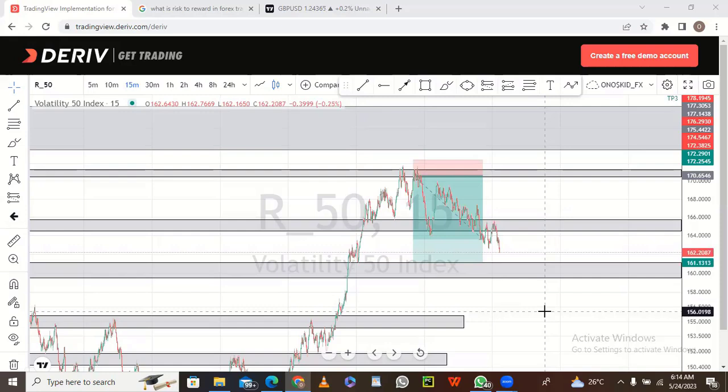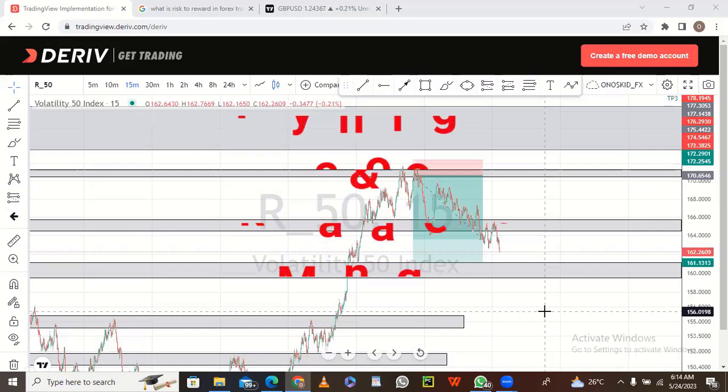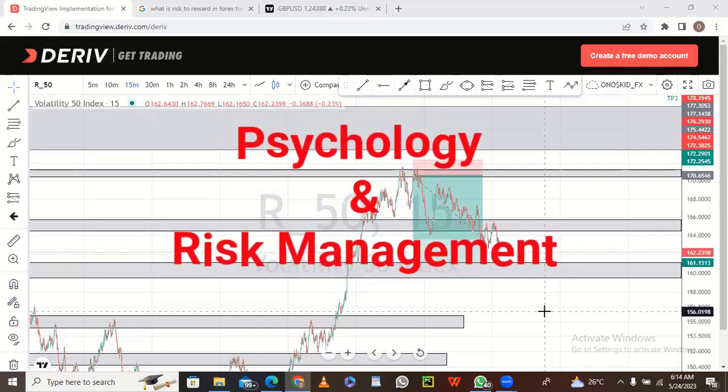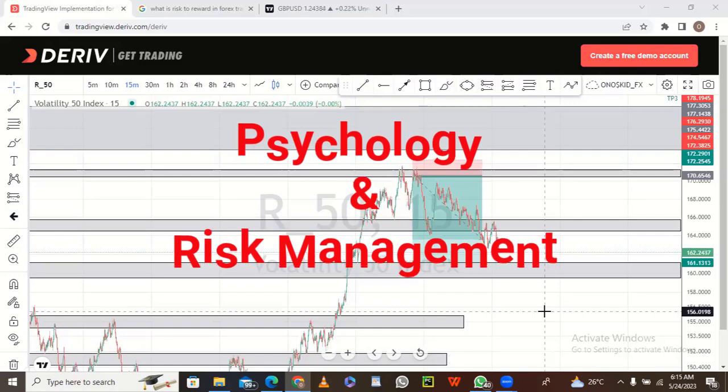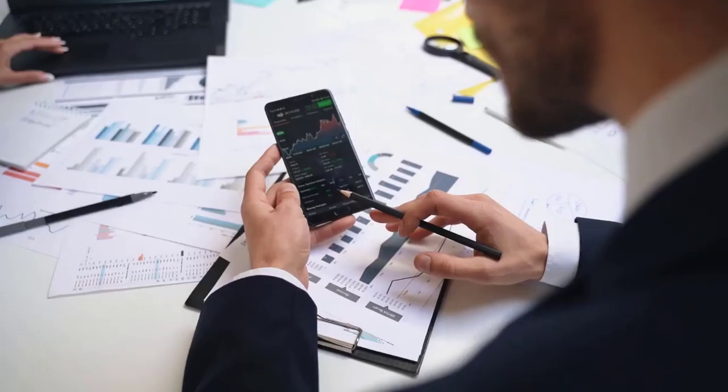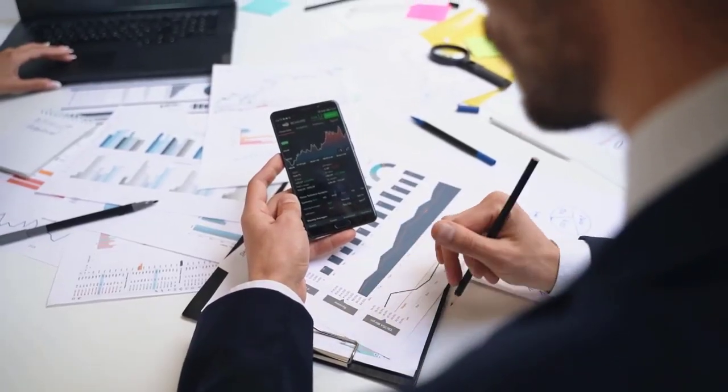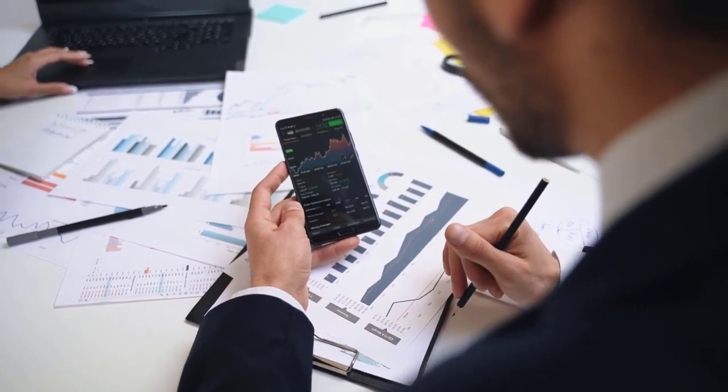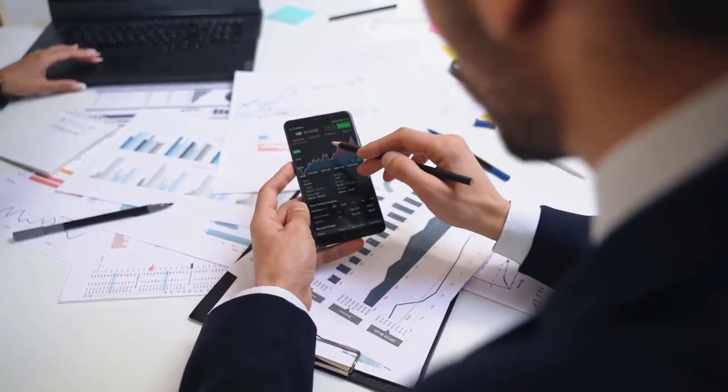Remember, before now, I've said that in forex trading, there are some things that you cannot live without. In fact, there are some things that you really need to pay close attention to, which is what? Psychology and risk management. Risk management will help you stay longer in the market, and that is why professional traders don't just trade anyhow.